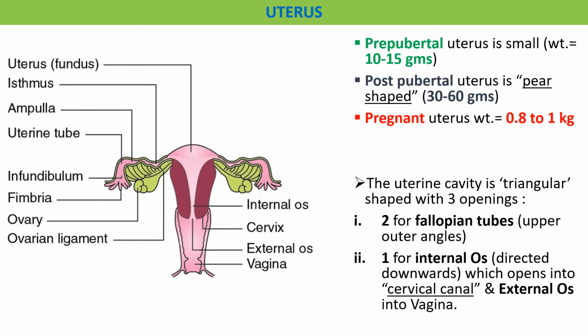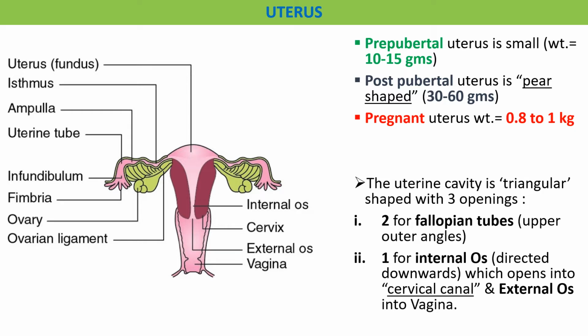The prepubertal uterus is small, that weighs approximately 10 to 15 grams, whereas the postpubertal uterus becomes pear-shaped and weighs around 30 to 60 grams. And when the uterus is pregnant, it can weigh up to 0.8 to 1 kgs.